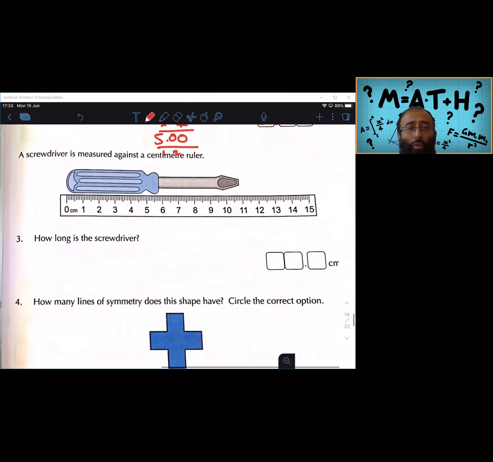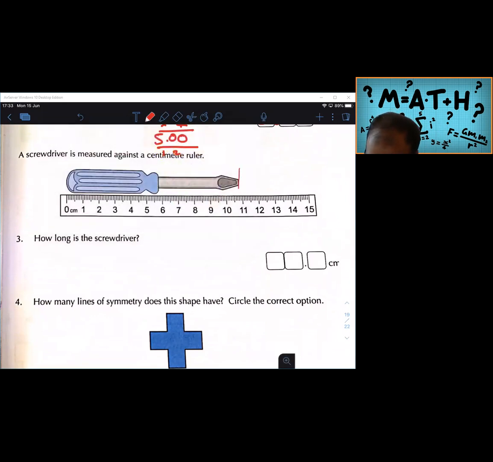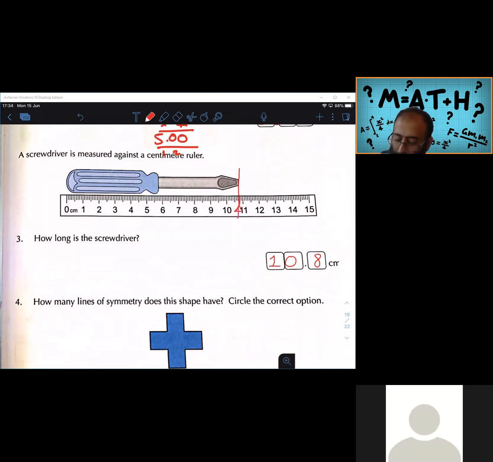Question number 3. A screwdriver is measured against a centimeter ruler. How long is the screwdriver? If I make my pencil a bit sharp and bring it straight down here, and you try to be a bit more accurate in reading it, it'll give you 10.8. I think my line might be slightly off. It's going to be on that line there. I've got 10.7. Okay, the answer is 10.8.